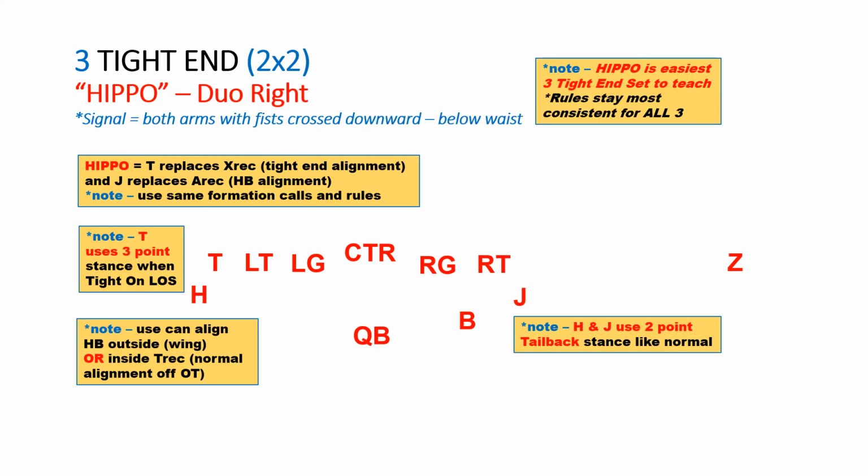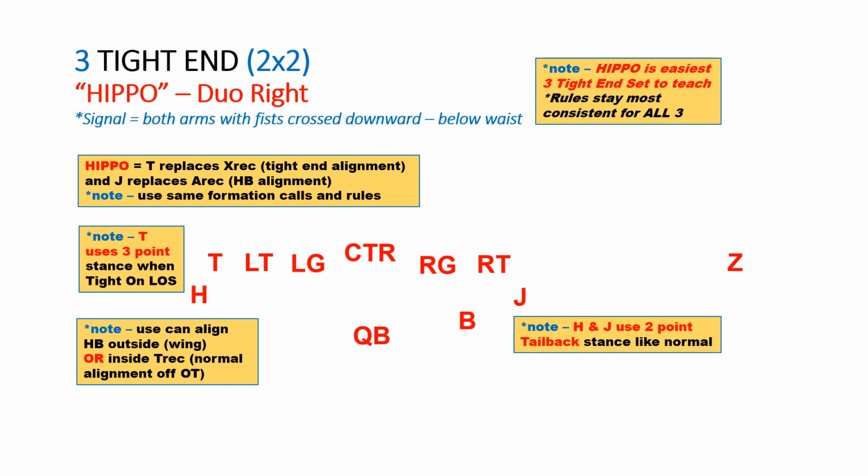Last then is 3 tight end set is hippo. We'll do it here first again out of 2x2. This combines now tiger and jaguar. Again, this is the easiest because it keeps the rules the most consistent for all the extra tight ends. Signal here now is both arms downward but crossed below the waist. Again, the T will replace the X and the J will replace the A receiver.